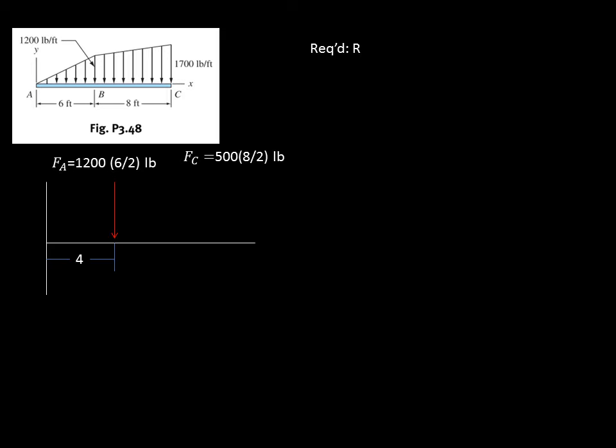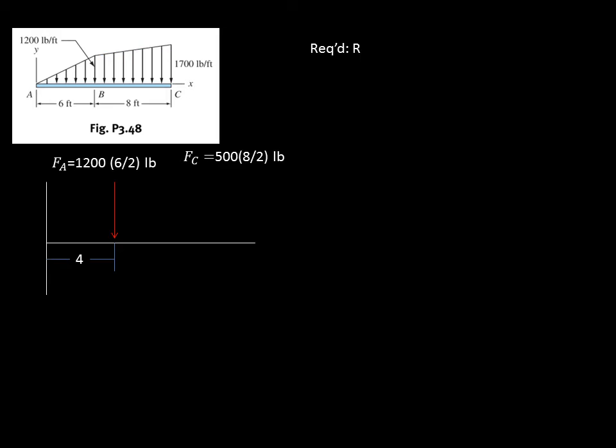Now, let's transform the distributed load at BC. In order to change it, we first separate it into two different parts. The first part is a rectangle having a side at the x-axis of 8 feet, and the side at the y-axis of 1,200 pound/foot. The second part is a right triangle with a longer leg of 8 feet, while the shorter leg is 500 pound/foot.